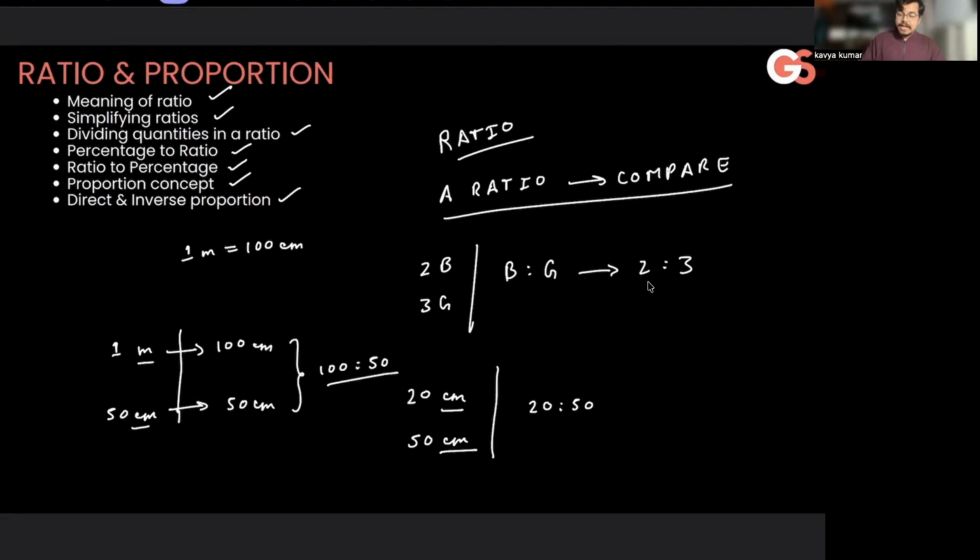Also, we can say that whenever we write A is to B, this is same as A divided by B. This is one of the properties of ratio, wherein we can represent ratios in form of fraction. Whatever is written in numerator comes here, whatever is written in denominator comes here. Further, we'll discuss simplifying ratios.